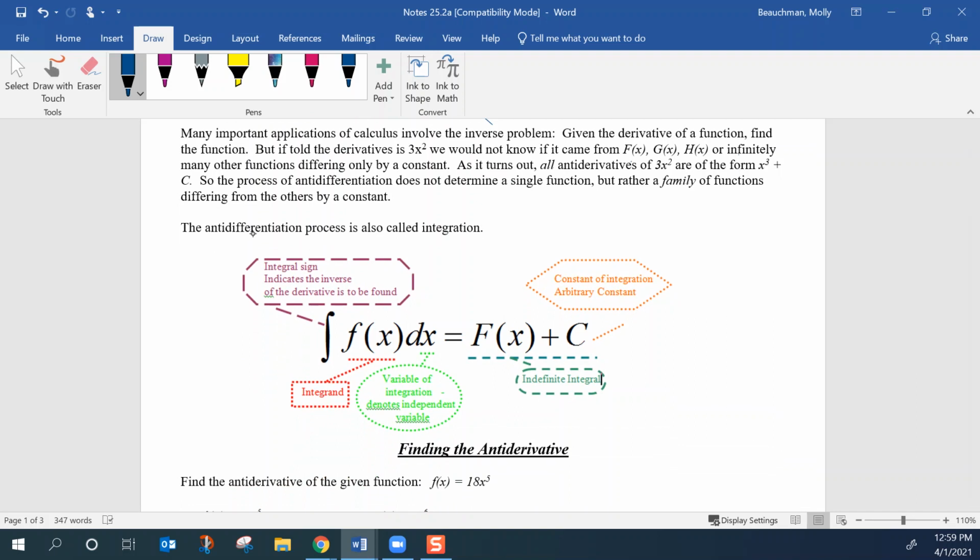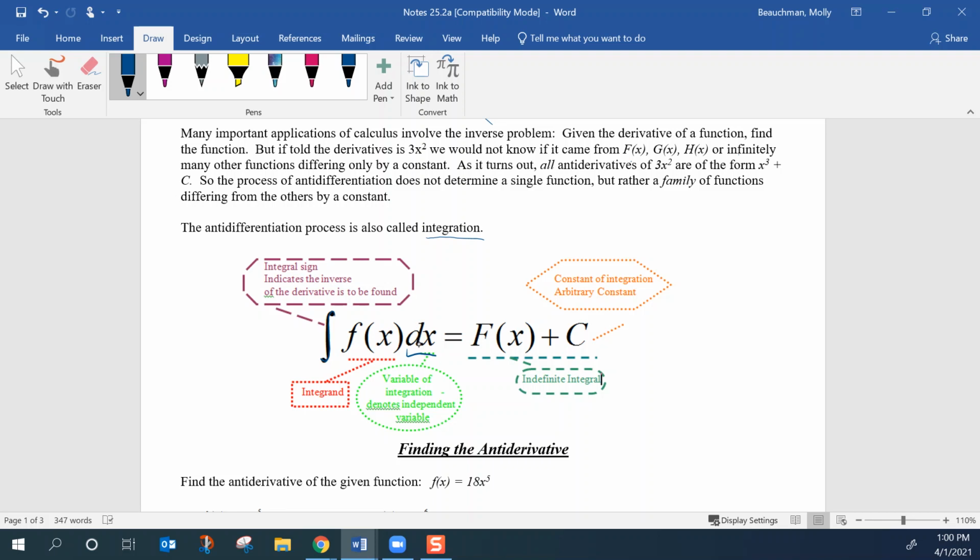So the anti-differentiation process is also called integration. So we have an integral sign, and that indicates the inverse of the derivative is to be found. So the integral of some function f of x, that's called the integrand, dx. dx is the variable of integration. It denotes the independent variable. So this dx tells you with respect to what variable you're going to do the antiderivative of f of x.